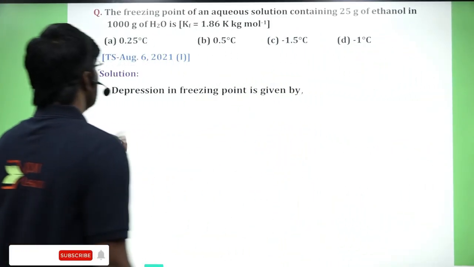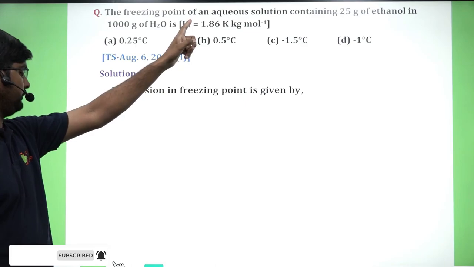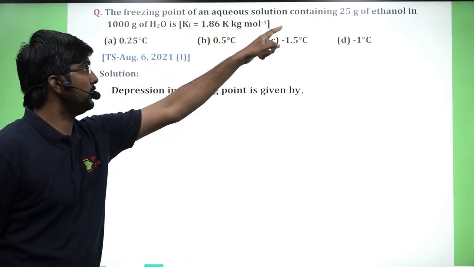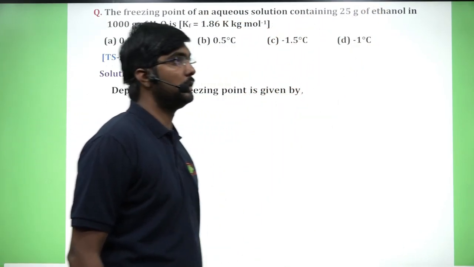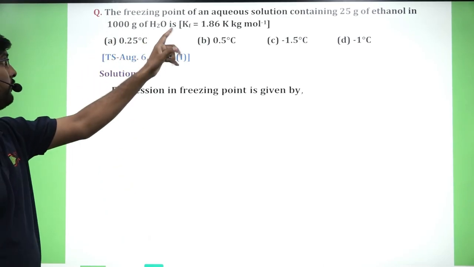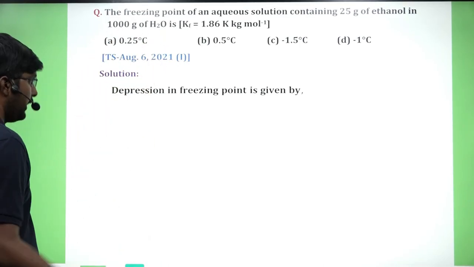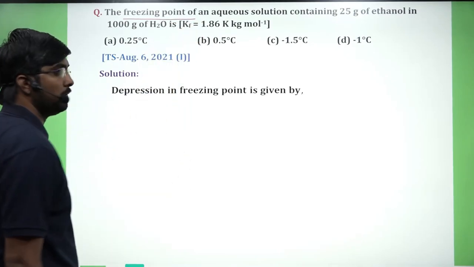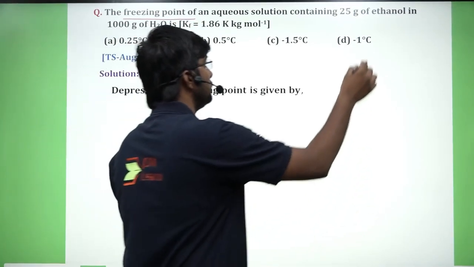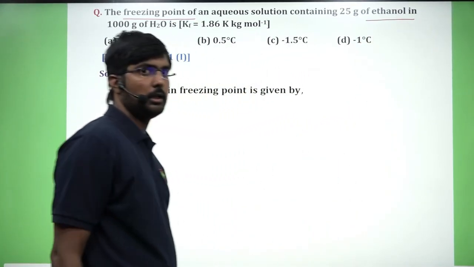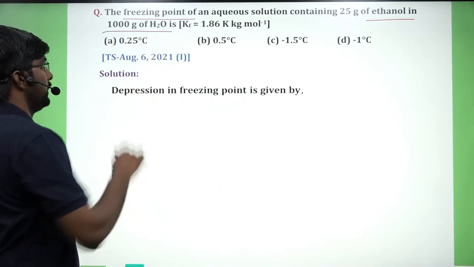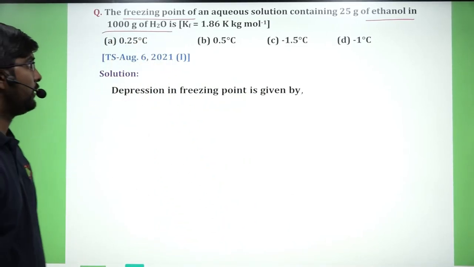So first one, the freezing point of an aqueous solution containing 25 gram of ethanol in 1000 gram of water is. So here we have to find out freezing point of the solution. Okay. So the solution is prepared by dissolving ethanol in water. Okay. So how can we calculate?